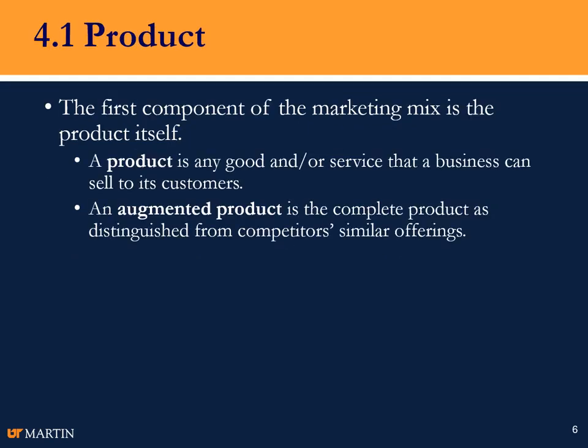So the first component of the agricultural marketing mix is product. A product is any good or service that a business can sell to its customers. I mentioned the terms good and services, goods and services. Those are different. So a good traditionally is something that is tangible, something you can touch, something physical. A service is something that you would buy that isn't tangible, so not something you could touch. An example of a good would be a pair of scissors. A service would be a haircut. It's something you maybe need, but it's something someone has to perform for you.